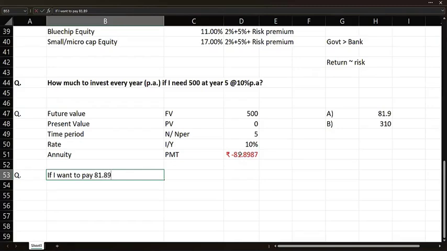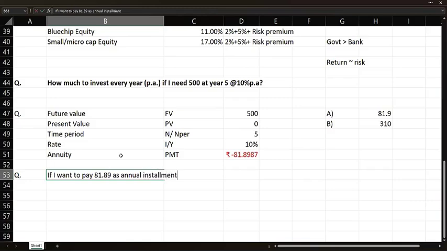If you have computed it on your Excel sheet, you can consider the full amount. I'm just writing here in short, 81.89. So if I want to pay this much money as an installment, now that is going to be not an EMI, but an annual installment. Okay, I'm supposed to pay out.